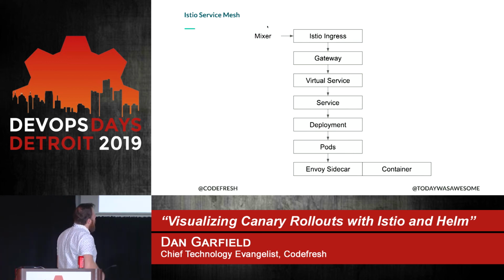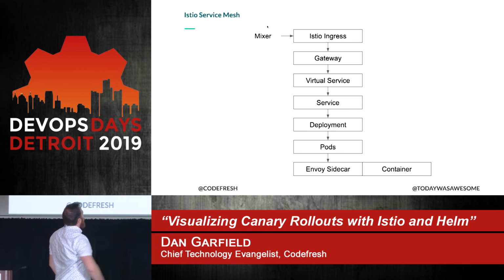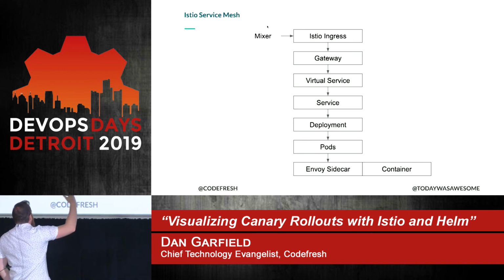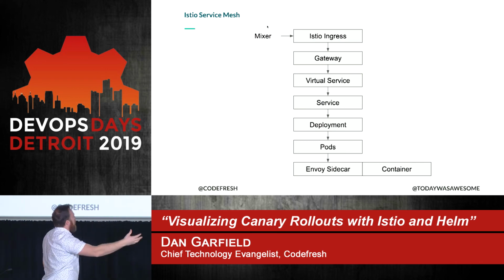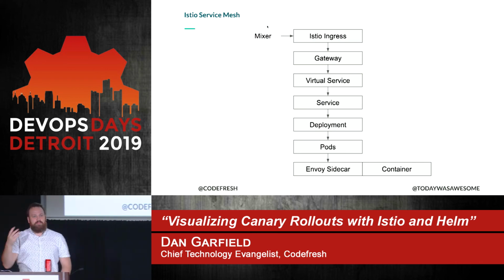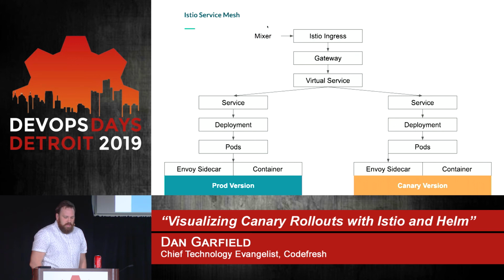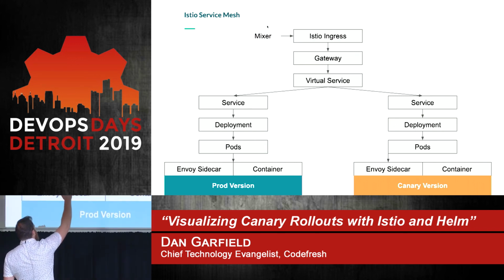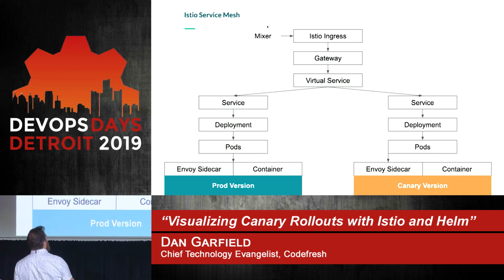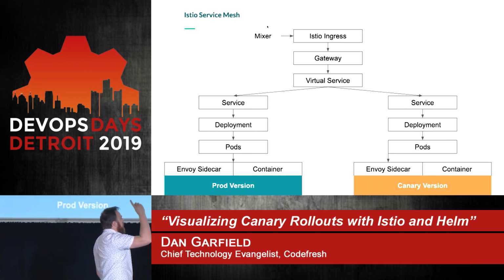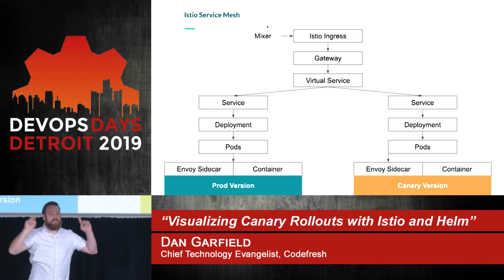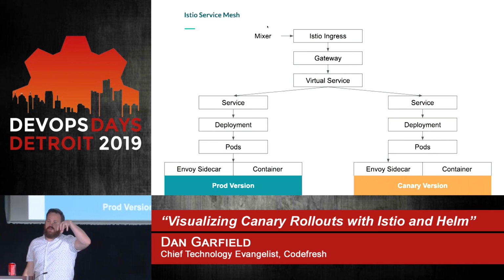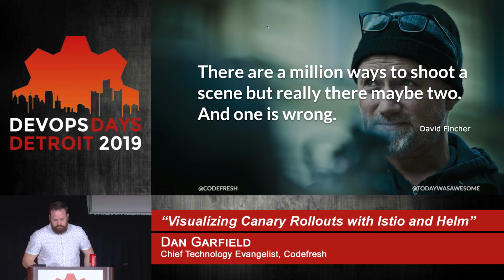Now, there's a fair amount of stack to get through, right? We have an Istio ingress, which is how people get into the cluster in the first place. We have a gateway, a virtual service, which then links up to a service, a deployment of pods, and so on. So what we're going to do is use a Helm chart that takes the service stack down to the pods and container level and replicates that over here, so that we can then canary between these two services. Basically the virtual service is where the canary magic happens.